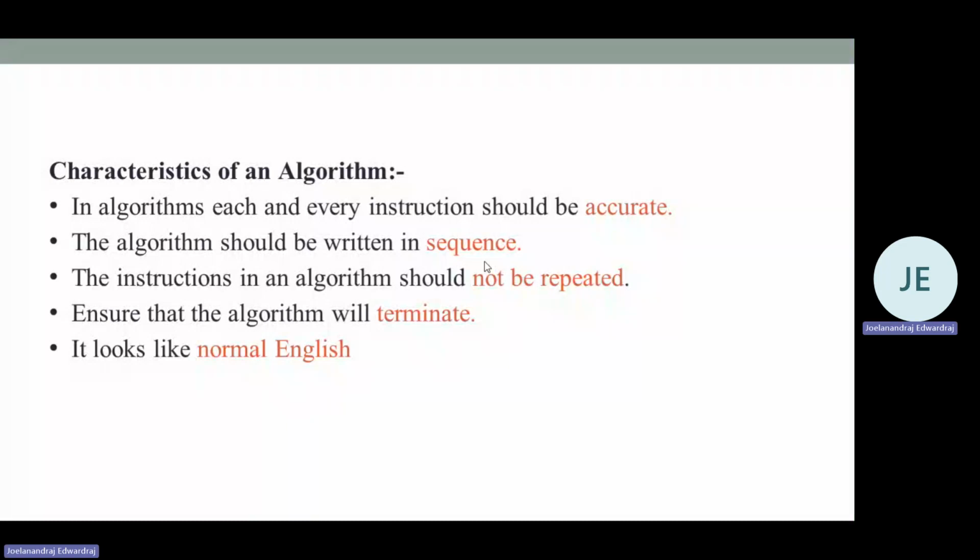Your algorithm should terminate. You should design an algorithm in such a way. If you don't terminate the algorithm, what will happen?